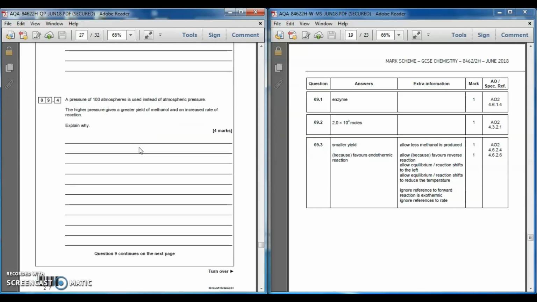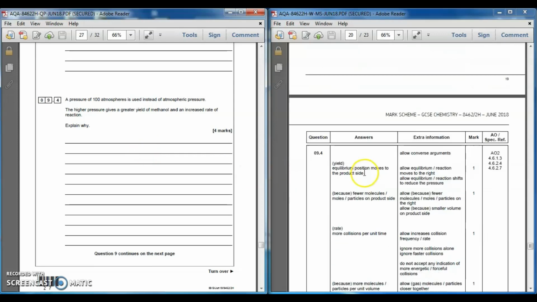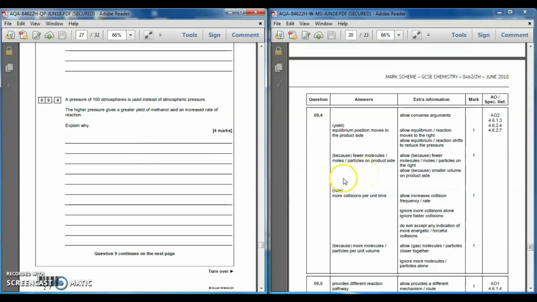Right, 9.4. This covers 2 different areas, and a lot of people maybe covered one, but not the other. So let's have a look at it. Pressure of 100 atmospheres instead of atmospheric pressure. That's going to answer the first bit where we're looking at the greater yield.